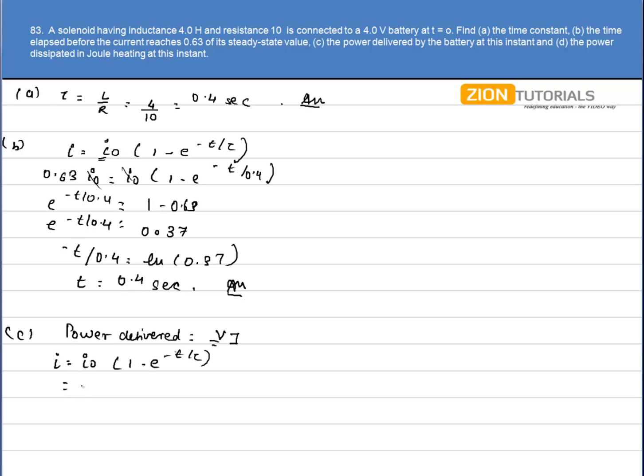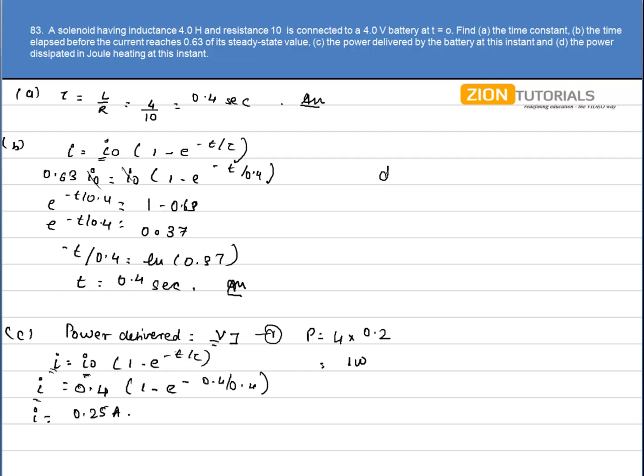So I naught, that we have to calculate, I naught is the peak current. Fine, that is V by R, that is 0.4. Obviously we know we have to calculate the instantaneous current, so that will be 1 minus e to the power minus 0.4 by tau, that is again 0.4. So on solving this, I get the value of current I as 0.25 amperes. So substituting this current in this equation, I have power as V, that is 4, into current, that is 0.25, that gives power equal to 1 watt.